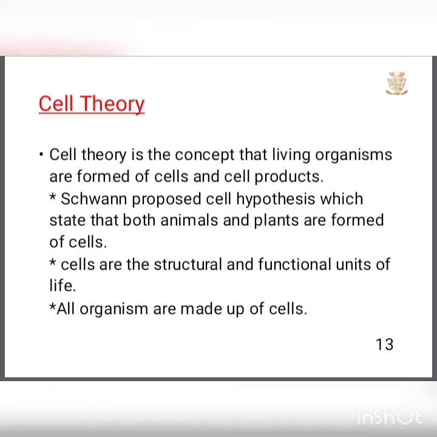Cell theory is the concept that living organisms are formed of cells and cell products. It was originally proposed by the German biologists Schleiden and Schwann. Schwann proposed the cell hypothesis, which states that both animals and plants are formed of cells. Cells are the structural and functional unit of life. All organisms are made up of cells.